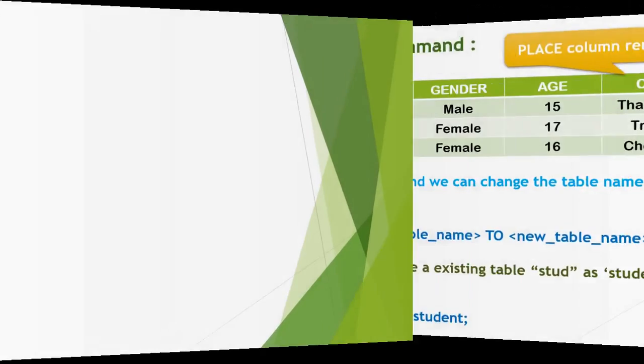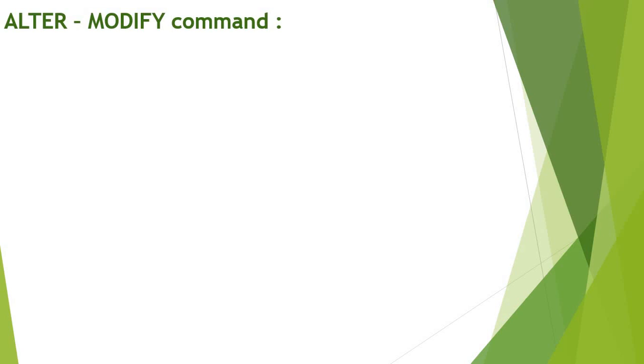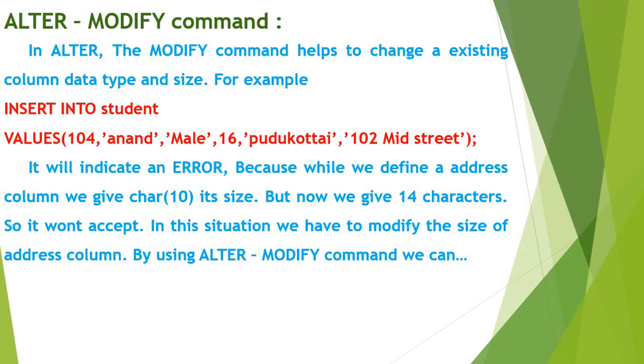Okay, the next one is alter with the modify command. The modify command helps to change an existing column's data type and size. For example, we are going to give some other value: insert into student values 104 Anand male, 16 Pudukkottai, its address. Here it will indicate an error, because while we defined the address column we gave character size 10, but now we give 14 characters, so it won't accept the address value.